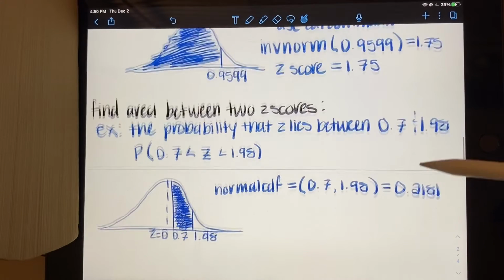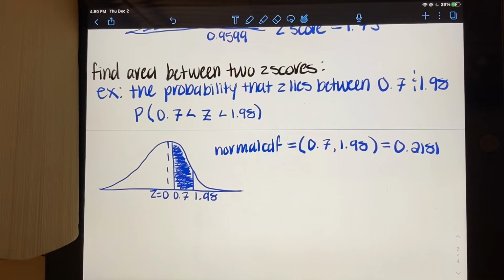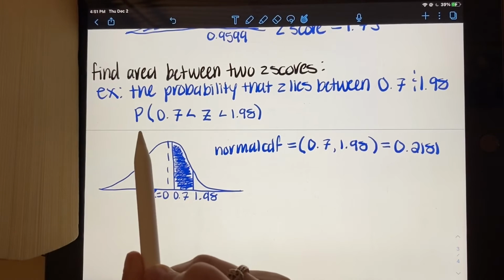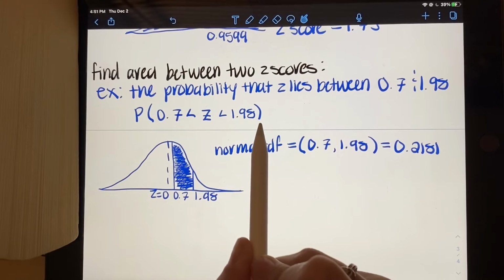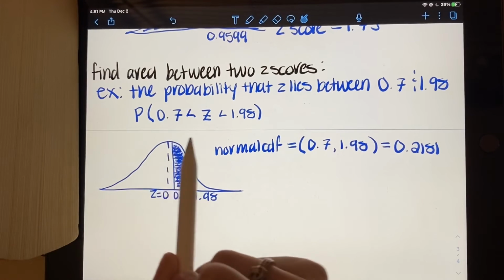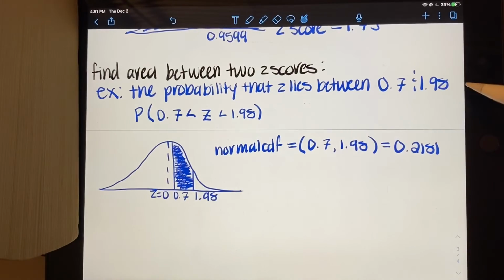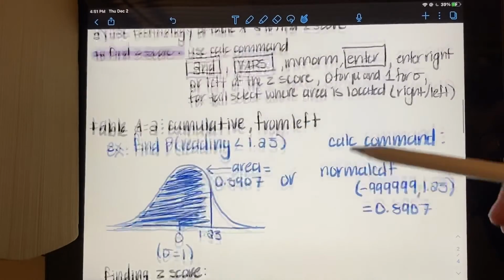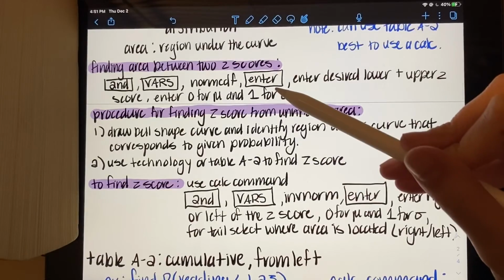And for our last example, I'm trying to find the area between two different z-scores. So our question is, find the probability that z lies between 0.7 and 1.98. So we have P, which is probability, and this is our probability equation. It's written out. We're going to take our lower right here, 0.7 is less than z, which is less than our upper, which is 1.98. And we're using this equation up here.